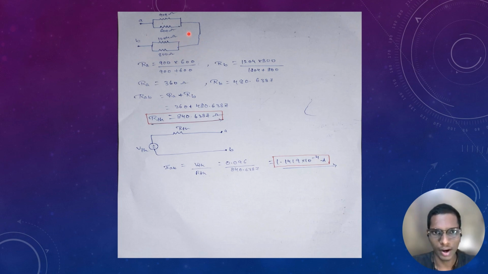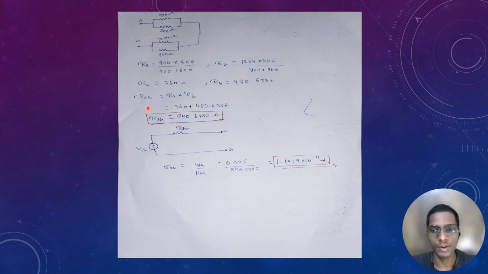First we find RA, as these both are in parallel, so we calculate 900 into 600 divided by 900 plus 600. For the second resistance RB, these also are in parallel, so 1204 into 800 divided by 1204 plus 800. We got the value of RA as 360 ohm and RB as 480.63 ohm.